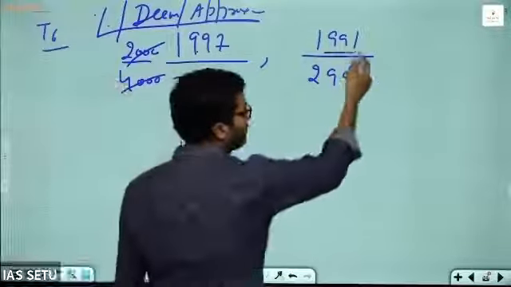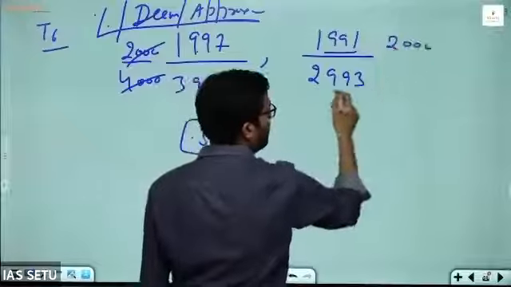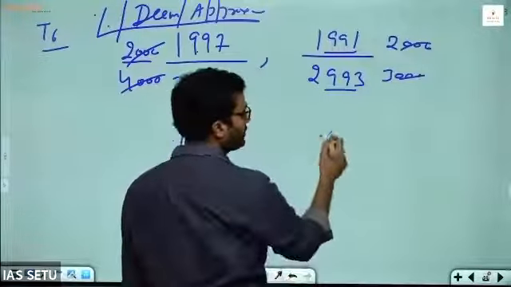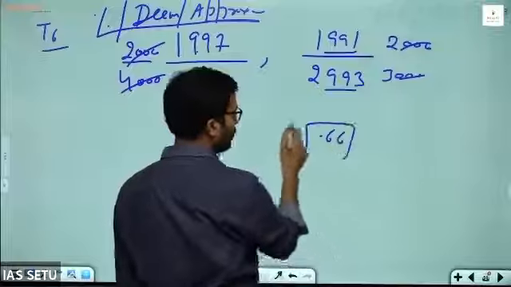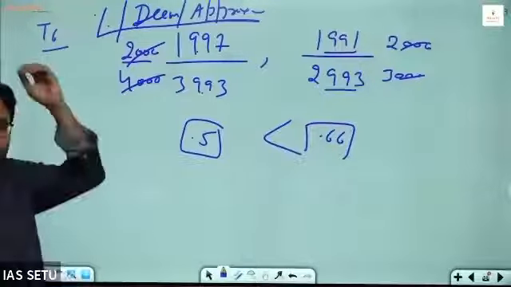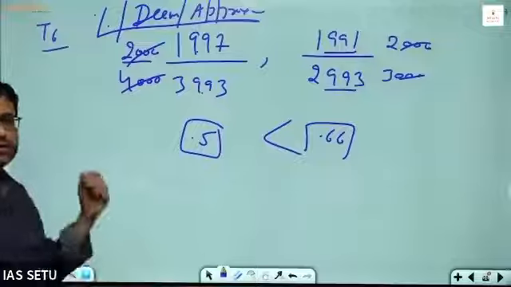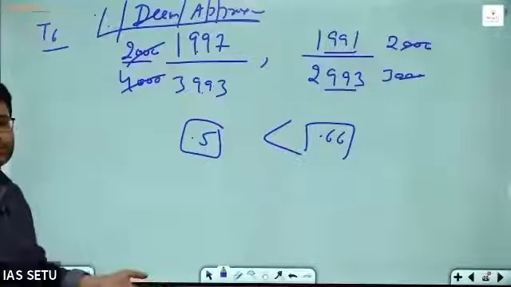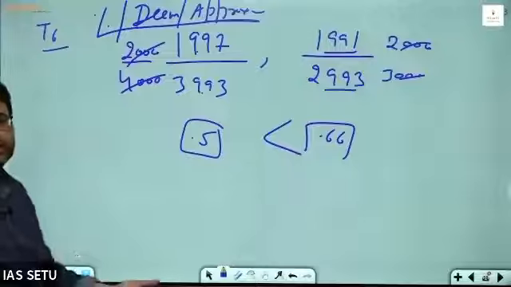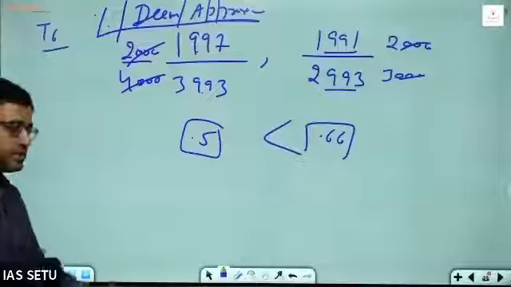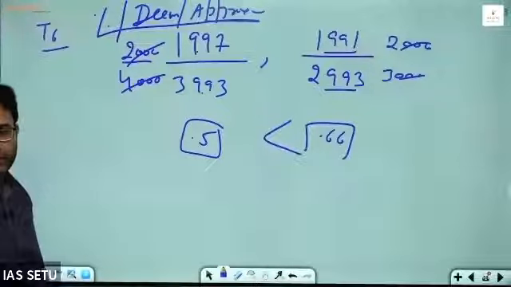Can we say approximately it is 2000 and approximately it is 3000? So it is 2 by 3, which is 0.66. So this is larger than this. Approximation: if your type 1 is not applicable, type 2 is not applicable, type 3 concept is not applicable, type 4 concept is not applicable, cross multiplication is not applicable, use approximation, use decimal, use percentage calculation. That is the best thing in that case. No other way.